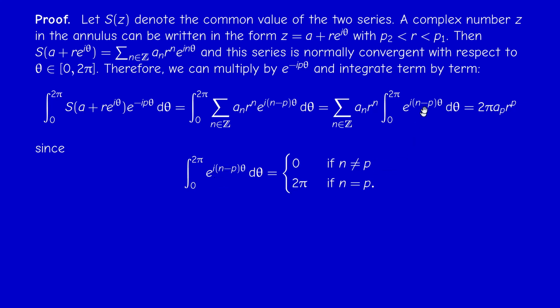So actually, when I do the summation over n, the only surviving term is 2π a_p r^p. The remaining ones are 0. So when I integrate against e^{-ipθ}, I get 2π a_p r^p.